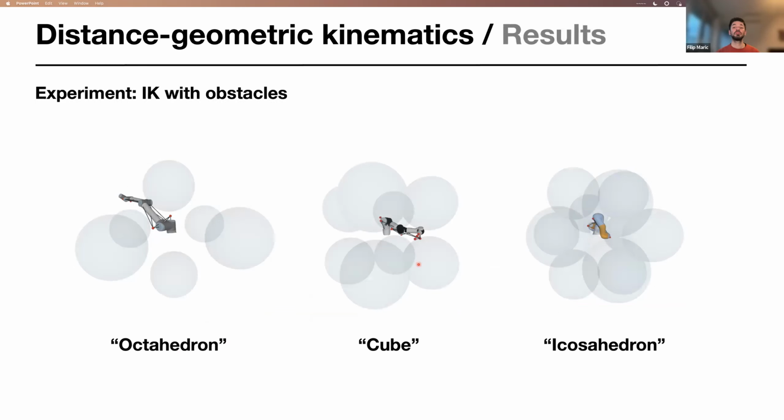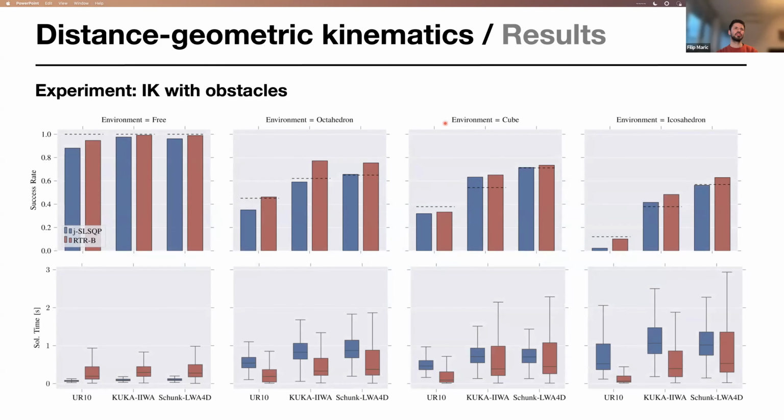Given that both obstacles and decision variables here would lie in the same space, we would expect that approaches based on the distance model would recover solutions more easily than conventional approaches. To test this hypothesis, we set up a simple experiment where several common manipulators are located in highly restrictive environments. As you can see, there are a lot of obstacles here that make it difficult to find feasible configurations.